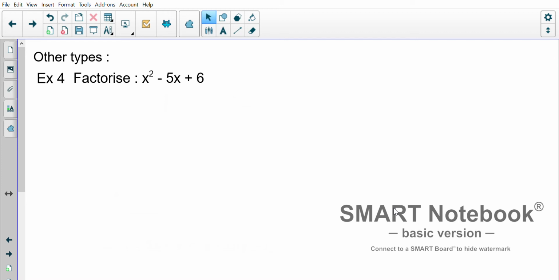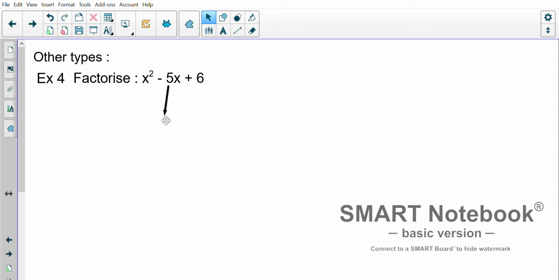Okay, so moving on from the ones we've done previously, this time you'll see where the negative number comes in. We see here we've got a negative 5x, we've got a plus 6, but it's the negative 5 that makes this one just that wee bit different. We're still using the exact same method, so nothing's changed.